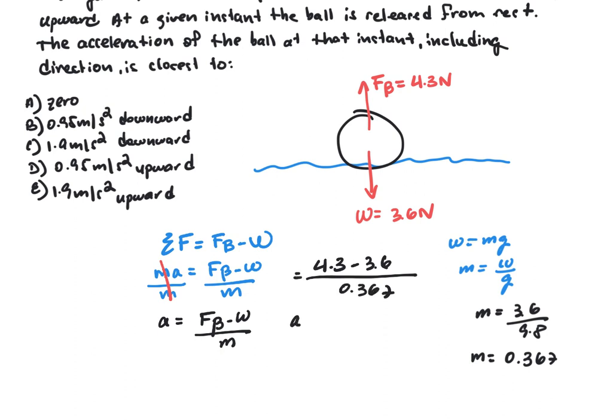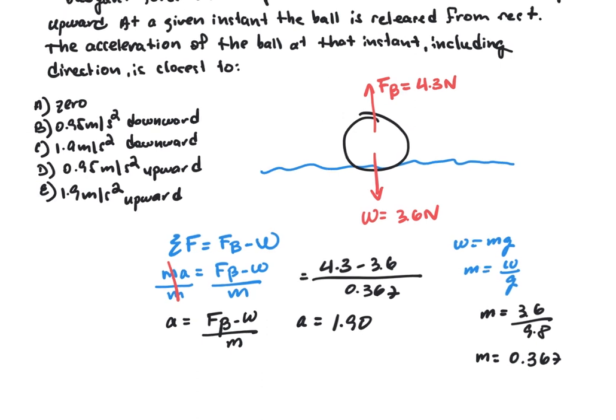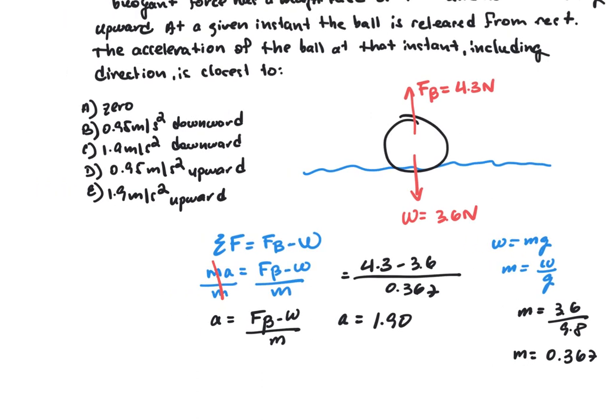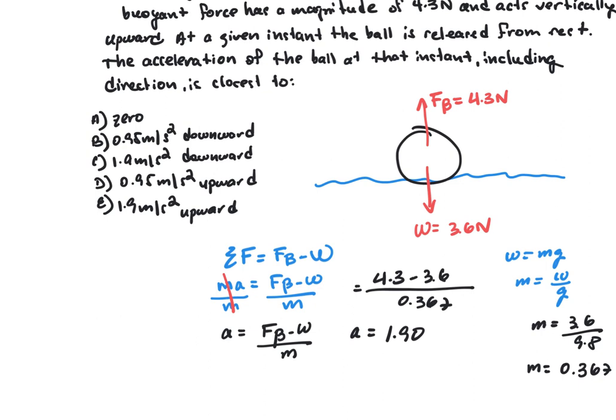So the acceleration becomes 4.3 minus 3.6 divided by 0.367, 1.9. So it's a positive, so it's going to be 1.9 upward. Well, let me write out meters per second squared for acceleration. So it's going to be 1.9 upward right here. So that corresponds to letter E.